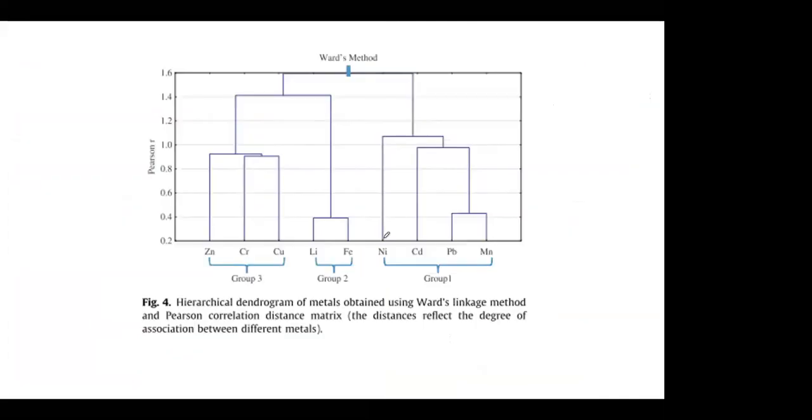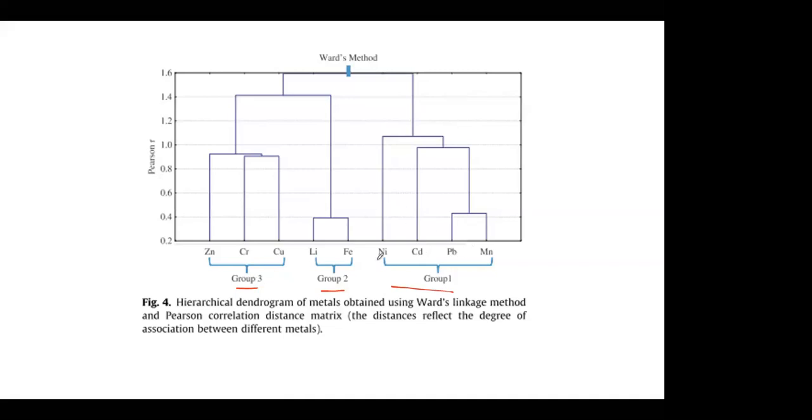Then we applied hierarchical dendrogram cluster analysis using the Ward linkage method and Pearson correlation distance matrix to find out the grouping of the different metals for source identification. In this cluster analysis, you can see that we found three different groups. These three groups suggest that these metals are coming from the same sources, for example manganese, lead, cadmium, and nickel.